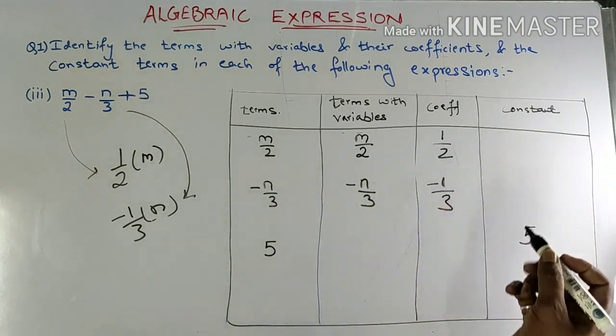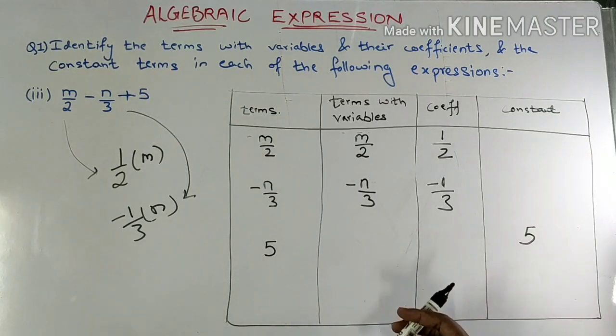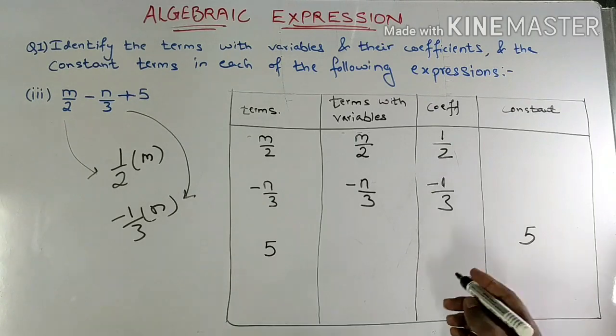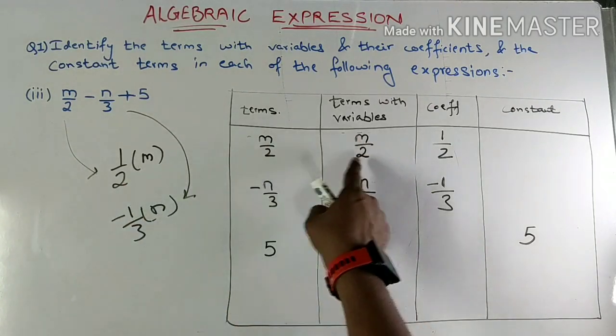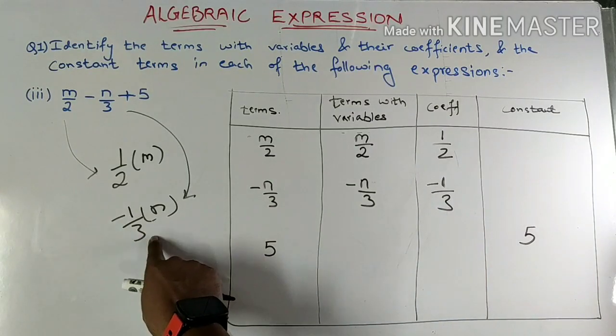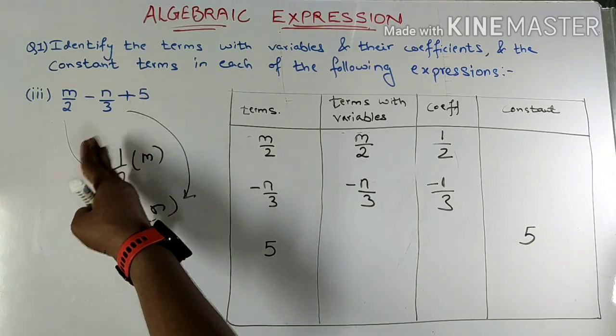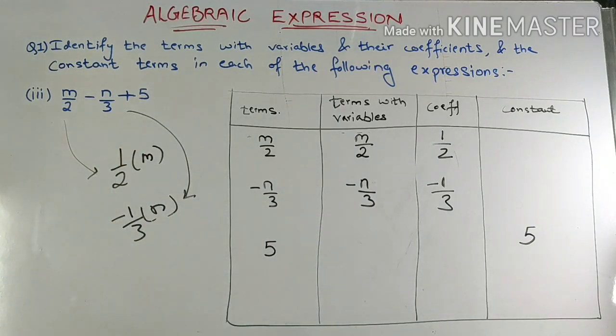So do not make silly mistakes over here. There are chances of making a silly mistake in a panicky situation. So always think like this: m by 2 can be written as half of m, minus n by 3 can be written as minus 1 by 3 of n. So we get variables separated and coefficients separated. Okay, so let's move on to the next question.